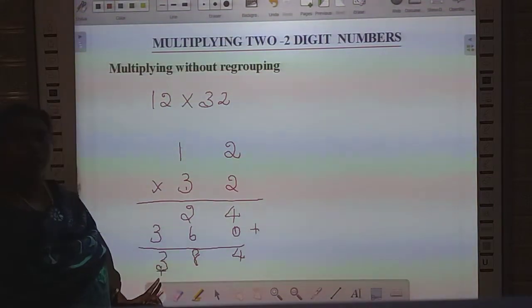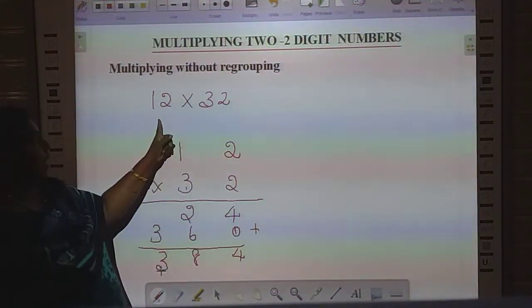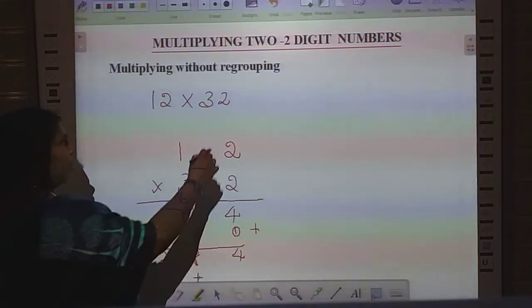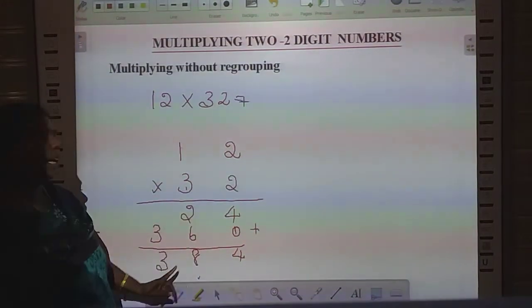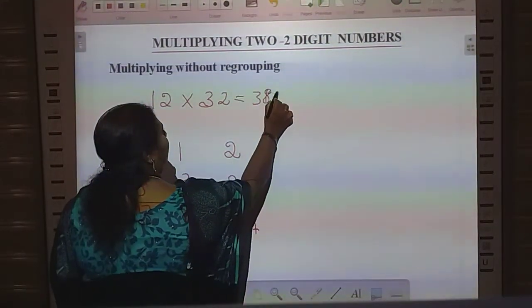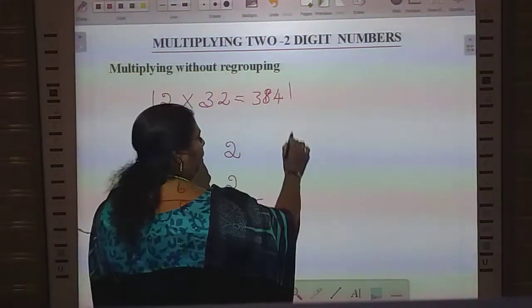What is the product? Product is 384. The multiplication is 12. Multiplier is 32. The product is, what is the product? Product is 384. Understand? One more example.